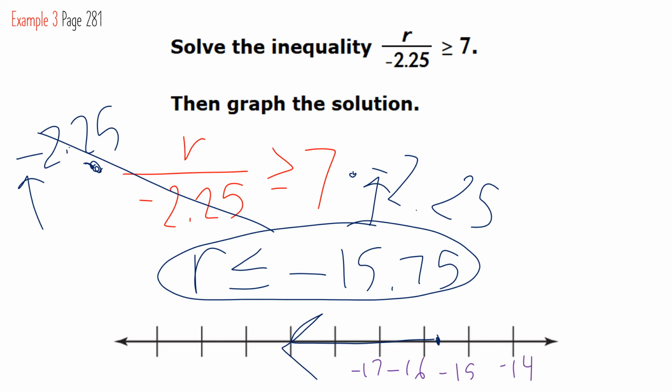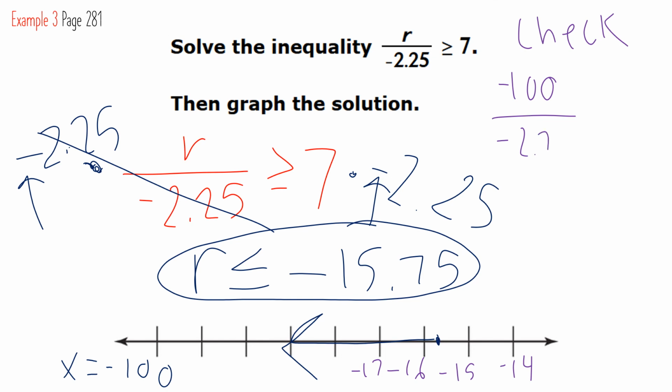Now, to check and see if my solution makes sense, I need to choose a number that would be in that solution set. So x equal negative 100 would be in that solution set. It's further to the left. So let's see. Check. We go back to the original. Is negative 100 divided by negative 2.25 going to work? Well, I know a negative divided by a negative is a positive. That's good. 100 divided by 2.25 is 44.4 repeating. So 44.4 repeating is greater than or equal to 7. Check. It worked.